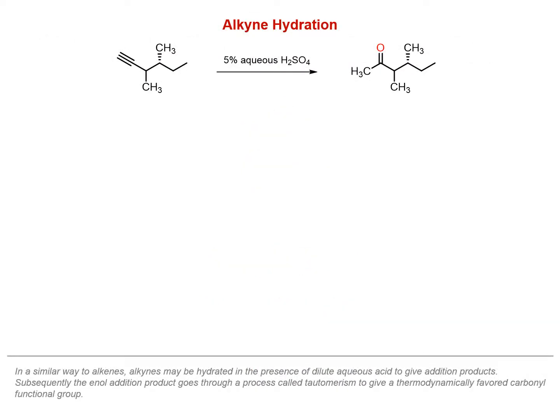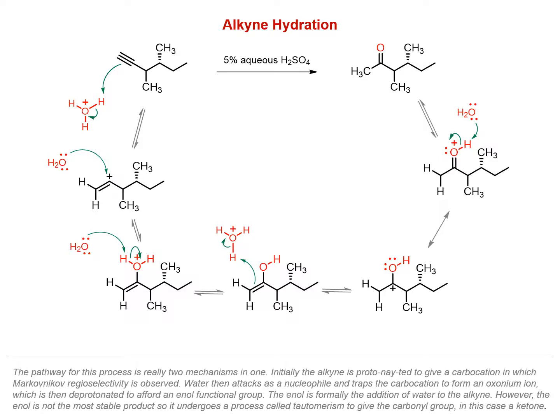In a similar way to alkenes, alkynes may be hydrated in the presence of dilute aqueous acid to give addition products. Subsequently, the enol addition product goes through a process called tautomerism to give a thermodynamically favored carbonyl functional group. The pathway for this process is really two mechanisms in one.